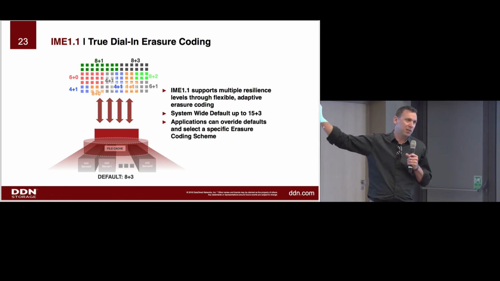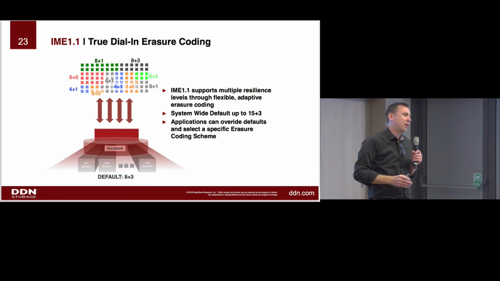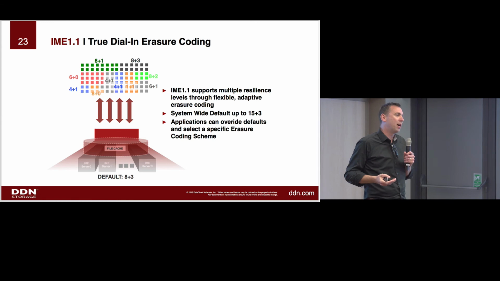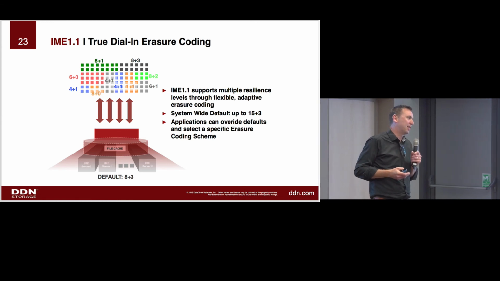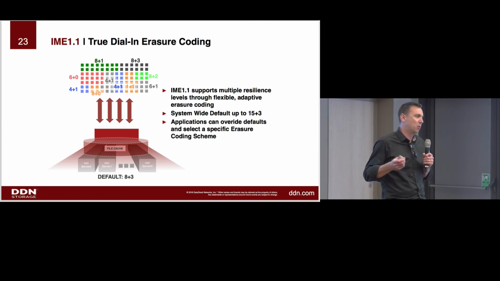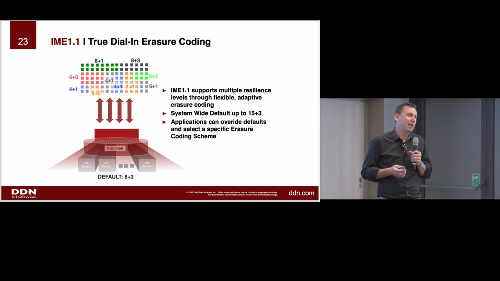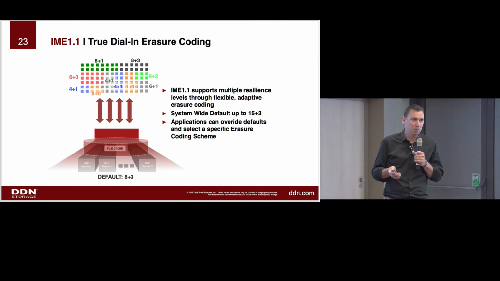In this case, we're seeing a diagram which shows a set of, let's say, 10 applications, and each one's choosing a different erasure coding level according to how much protection it wants against SSD failure or node failure during the runtime of that job. So dial-in, flexible, adaptive erasure coding is one of the major new features within IME 1.1.